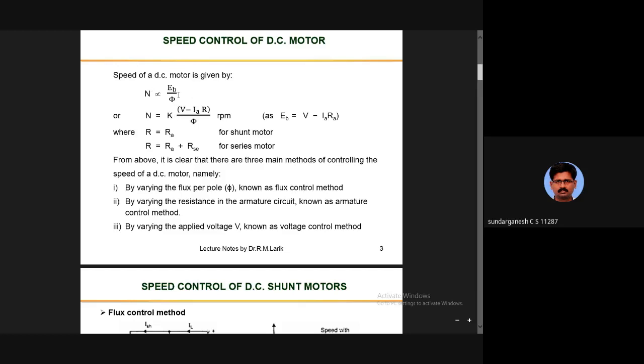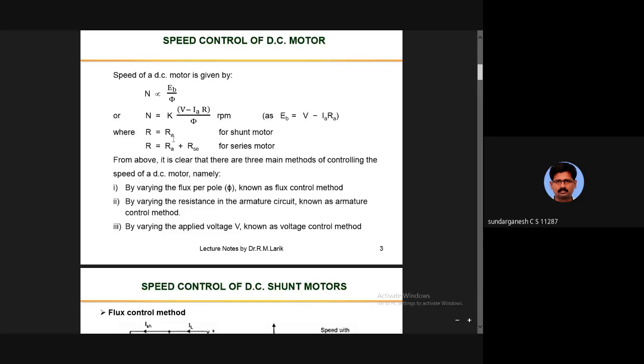So we know that in a DC motor Eb equal to V minus Ia Ra. I am putting Eb equal to V minus Ia Ra, and to make this proportionality into an equality, I put a constant k. So now n equal to k times V minus Ia Ra by phi. Here Ra is the armature resistance for a shunt motor. For a series motor, you have to add the series field resistance also: Ra for a shunt motor, Ra plus Rse for a series motor.